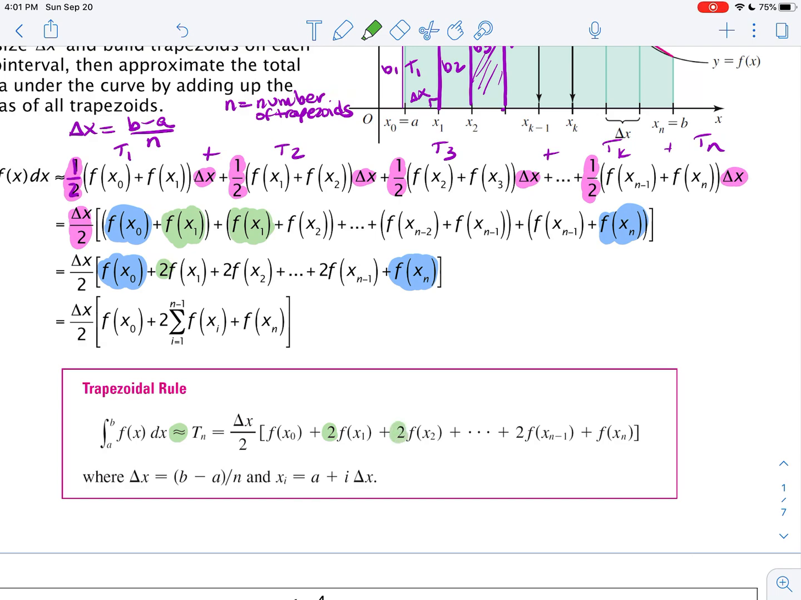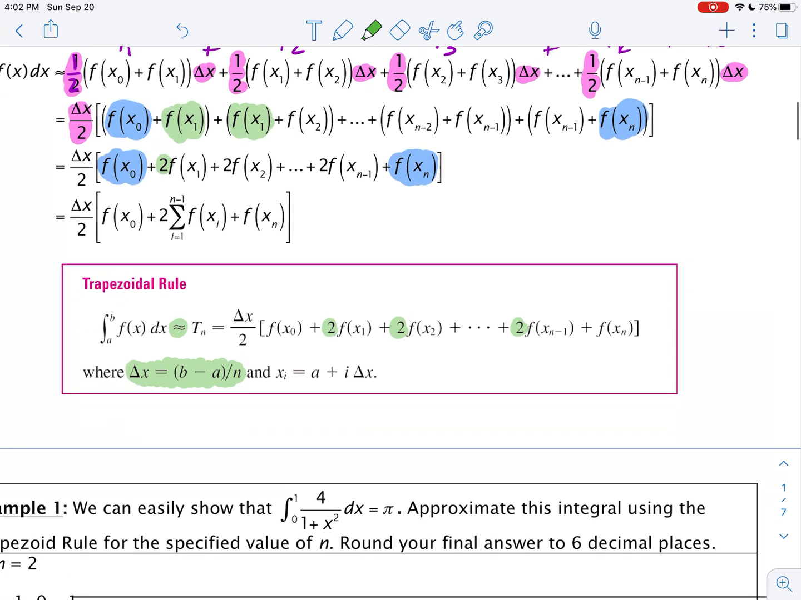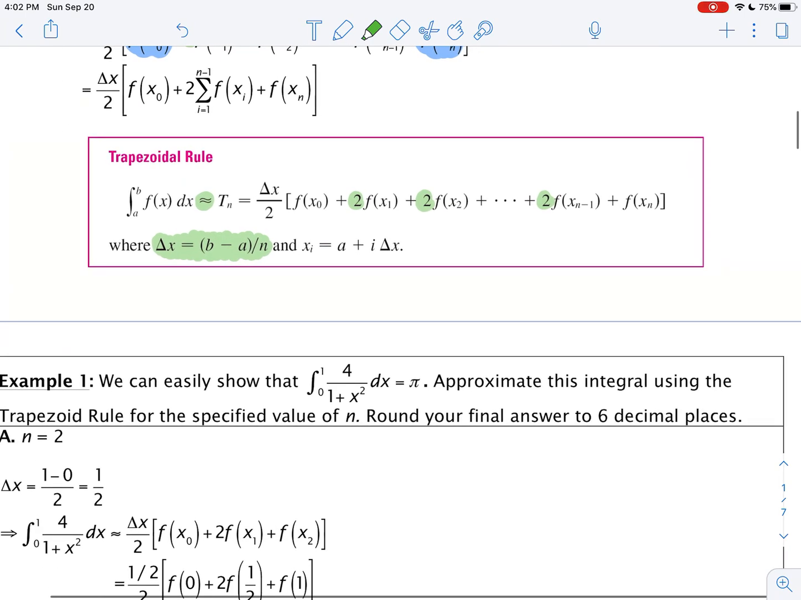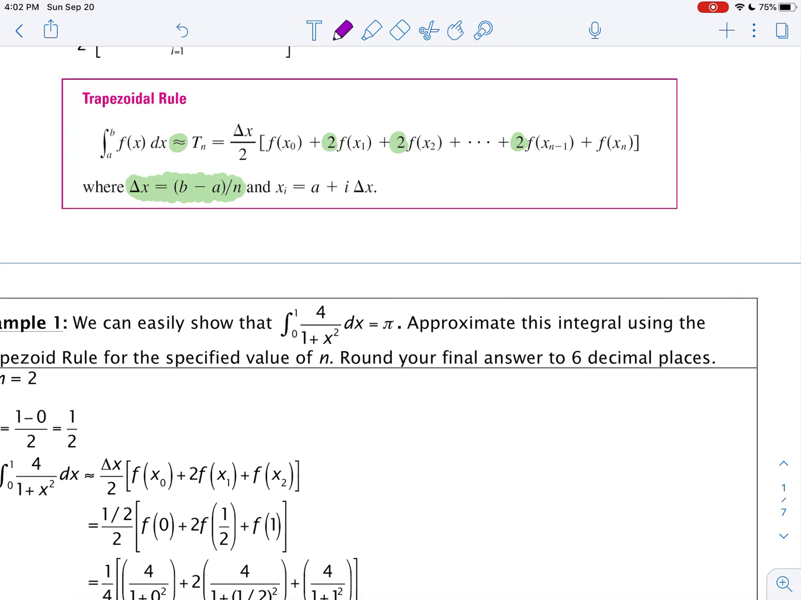1/2 of delta x times f of x sub 0 plus 2 f of x sub 1 plus 2 f of x sub 2 and so on, plus f of x sub n, so every single one in the middle is internal. And we have that delta x is equal to (b minus a) over n, and we have that x sub i is equal to a plus i times delta x. Okay? And what is this a plus i times delta x?